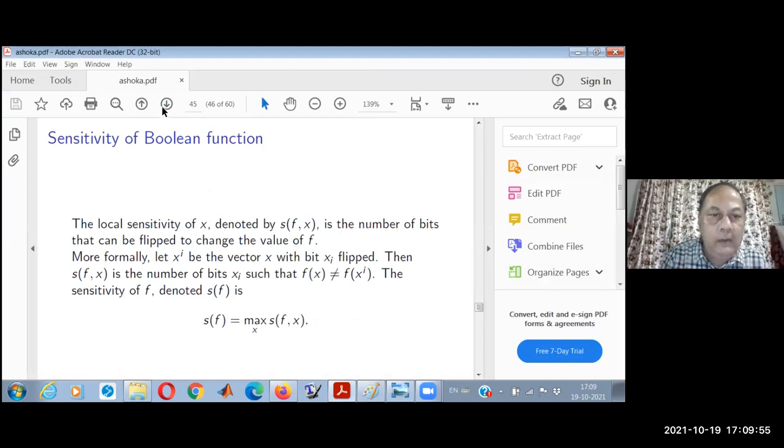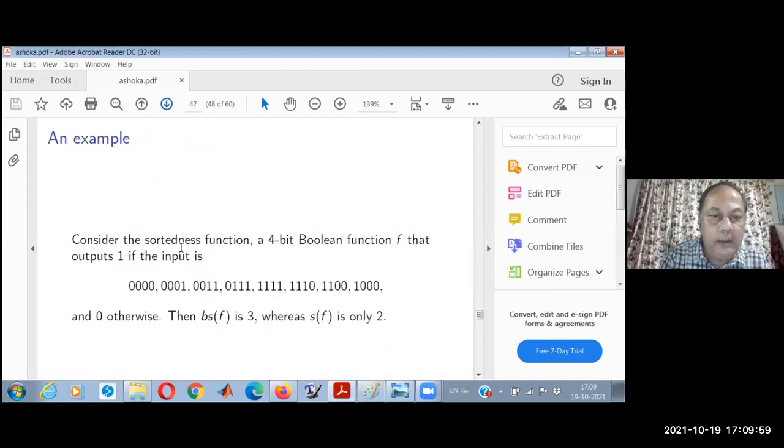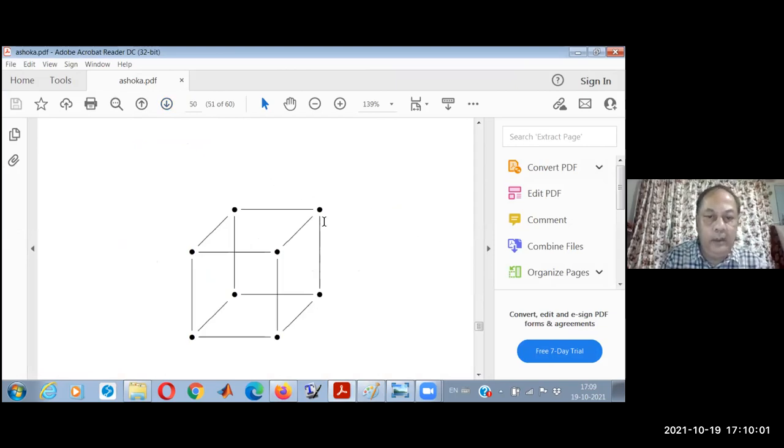I want to show you the picture of a hypercube first, because that is the main graph that comes into play. A Boolean function is nothing but a map on the vertices of the hypercube. This is called a hypercube in dimension 3. A hypercube in the lower dimension will be just a square, and in dimension n it will have 2 to the power n vertices. So the n-tuples of zeros and ones are just the vertices of the hypercube.